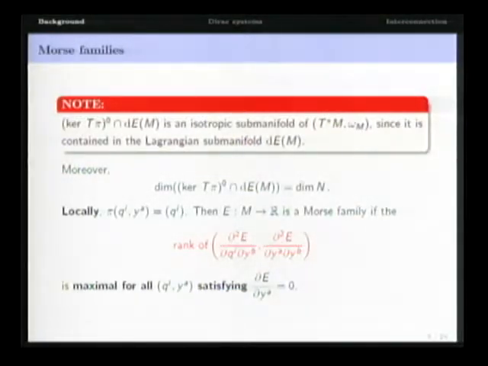Another thing that happens when we have a Morse family is that the dimension of the intersection is equal to the dimension of N, where the projection π was going from M to N. Locally, in local coordinates, if we have (q, y) for M, and q are just the coordinates of N, then we're asking that at the points where the partial derivative of E with respect to y, which corresponds to the fiber, is equal to 0, this matrix must have maximal rank. Okay? That's locally what it means to have a Morse family.